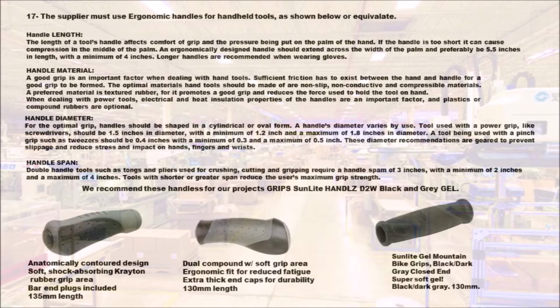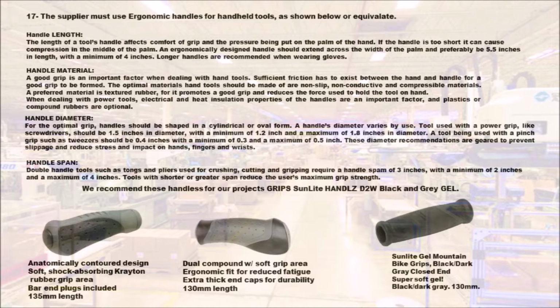Handle material. A good grip is an important factor when dealing with hand tools. Sufficient friction has to exist between the hand and handle for a good grip to be formed. The optimal materials hand tools should be made of are non-slip, non-conductive and compressible materials. A preferred material is textured rubber, for it promotes a good grip and reduces the force used to hold the tool in hand. When dealing with power tools, electrical and heat insulation properties of the handles are an important factor, and plastics or compound rubbers are optional.